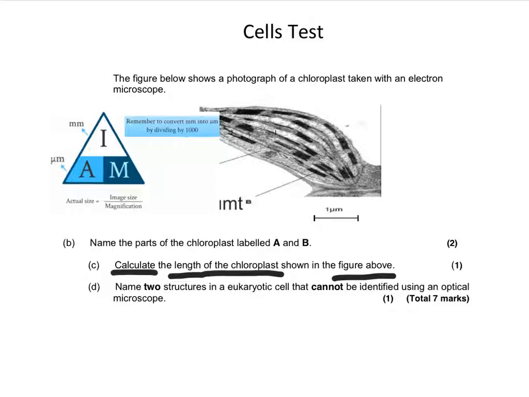Okay, 1D asks you to name 2 structures in a eukaryotic cell that cannot be identified using an optical microscope. So answers would include organelles such as mitochondrion, ribosomes, endoplasmic reticulum, either rough or smooth, lysosomes, cell surface membrane. Okay, so you need 2 of those to get the mark.